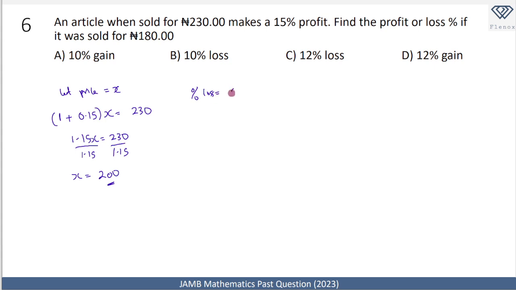equals the cost price minus the selling price over the cost price times 100. That is the formula for the percentage loss. And now what is the cost price? It cost us 200 because that's the original price, but we're selling it for 180, which is the selling price. So 200 minus 180 is 20, over 200, times 100. The 0 cancels, and we have 20 divided by 2, and that is 10%. So we are making a 10% loss from this transaction, and that makes B the correct option.